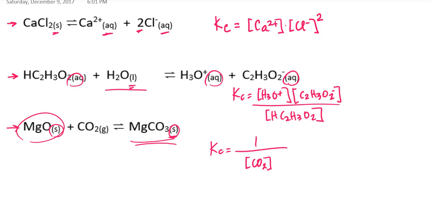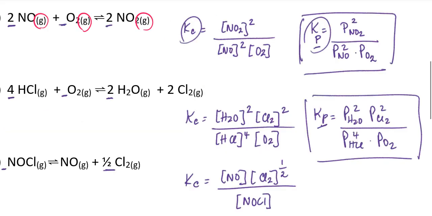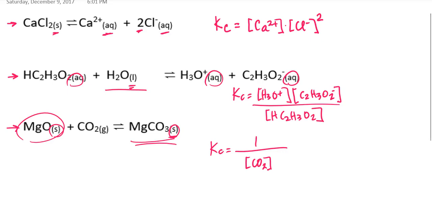And this also applies if I were constructing a Kp expression instead. So for example, here, if I were to write a Kp expression for this reaction, since it does involve a gas, then I could also say that Kp is 1 over the partial pressure of carbon dioxide as well. And again, note, I would not include the magnesium carbonate or the magnesium oxide.